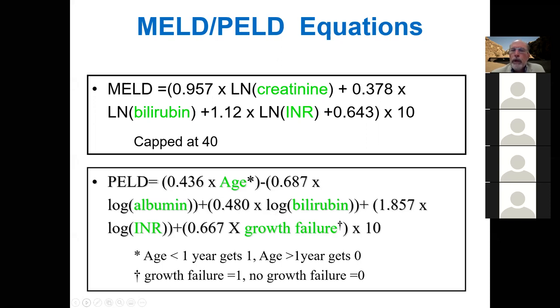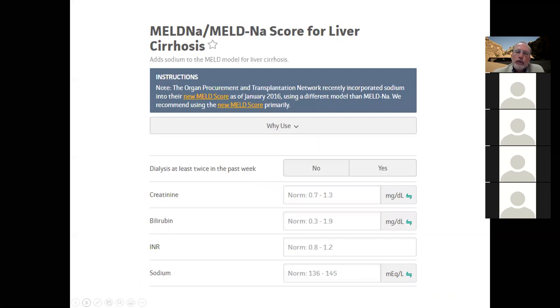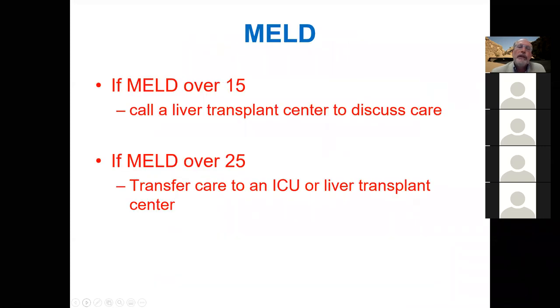So some simple rules. MELD score gives you 30-day, 90-day, and 1 year survival or 1 year mortality. We'll talk about those graphs on a subsequent presentation. ICU or transplant center, MELD over 25. MELD sodium, just go online. You also want to know if the patient's been on dialysis, run with the creatinine, bilirubin, INR, and sodium. This has been modified because with the sodium, it gave a better sensitivity for mortality risk when the MELD range was in the 20 to 25 range. MELD over 15, call me, call a transplant center to discuss care. MELD over 25, transfer. ICU or liver transplant center.